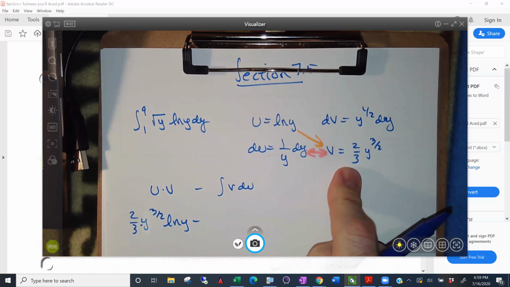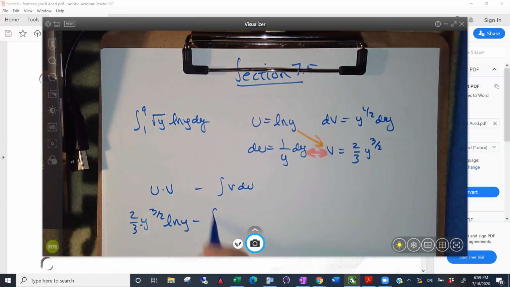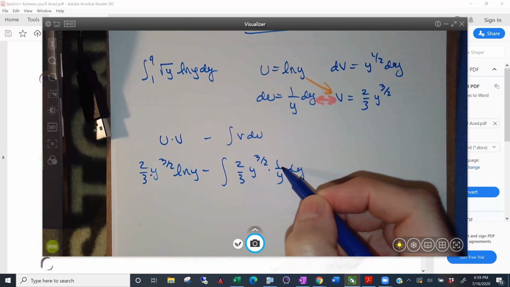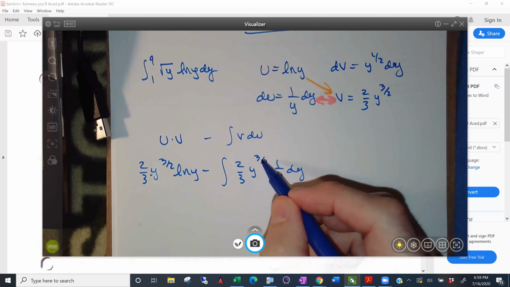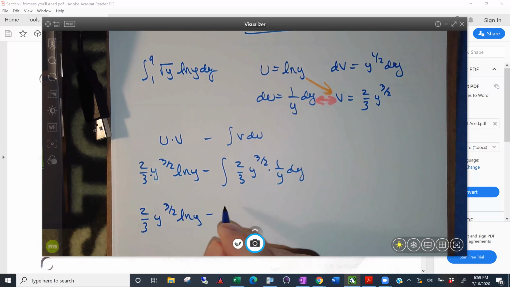And this is what I thought would happen, is that that y here and this y here, when you multiply them together, we're going to get some cancellation. We'll just end up with a nice function of y, a nice polynomial term. So 2/3 y to the 3/2 times 1 over y dy. And this term here is going to cancel. So think of that as y to the negative first, add exponents, you're subtracting 1 from that. Okay, so that's going to be 2/3 y to the 3/2 ln of y minus the integral of 2/3 y to the 1/2 dy.